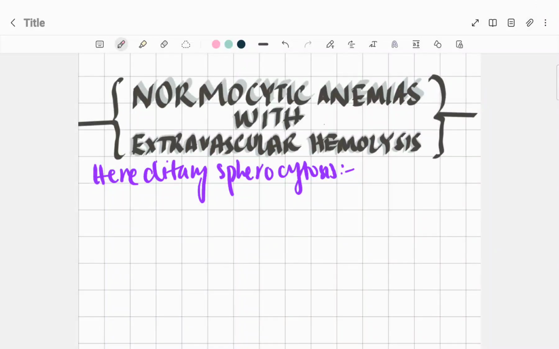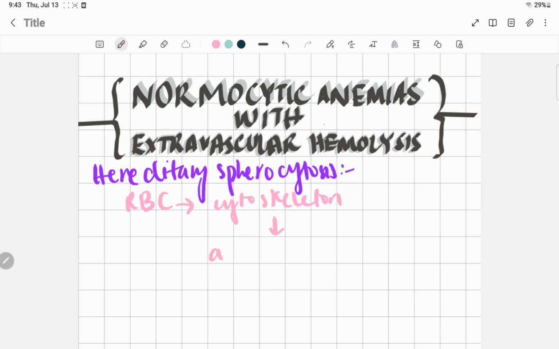Let's talk about hereditary spherocytosis and its extension of normocytic anemias with extravascular hemolysis, where extravascular hemolysis is predominant over intravascular hemolysis. This defect in hereditary spherocytosis is an inherited defect in the RBC cytoskeleton. Now, in the cytoskeleton, there are some special proteins.